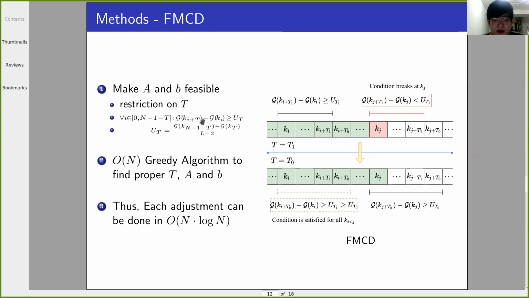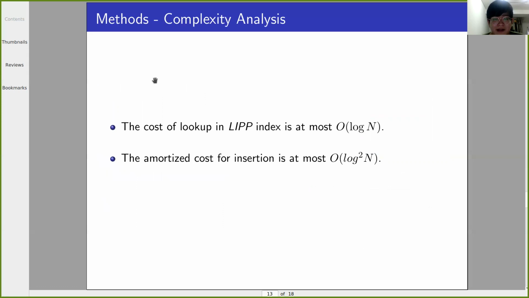From the equations and the figures on the right, we find there are some repeated calculations and verifications, and then we devise a greedy algorithm to find a better T, and therefore also A and B, in linear time. And thus, each adjustment can also be done in linear time. Also, we analyze the several approaches and present the complexities in the worst cases. The cost of the lookup operation is at most logarithmic time, and the amortized cost for the insert operation is at most polylogarithmic time.